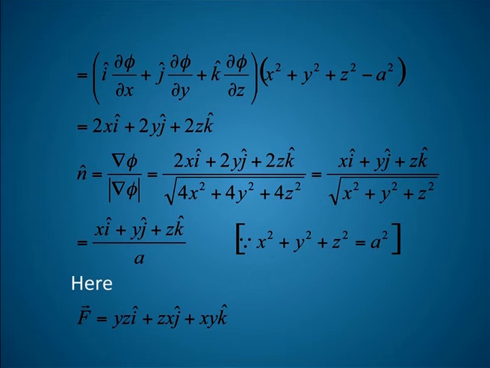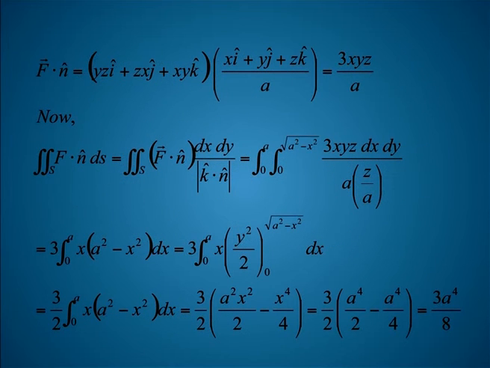Therefore, n cap is equal to x i plus y j plus z k upon a, and here f is y z i plus z x j plus x y k. Therefore, the integral of f dot n ds is equal to the double integral over the surface S of f dot n cap dx dy over k dot n cap, that is equal to the integral from 0 to a, integral from 0 to root a square minus x square, of 3 x y z dx dy upon a z by a. On simplification, the integral over the surface S of f dot n ds becomes 3 times the integral from 0 to a of x multiplied by a square minus x square dx. So, on simplification it becomes 3 a to the power 4 upon 8.